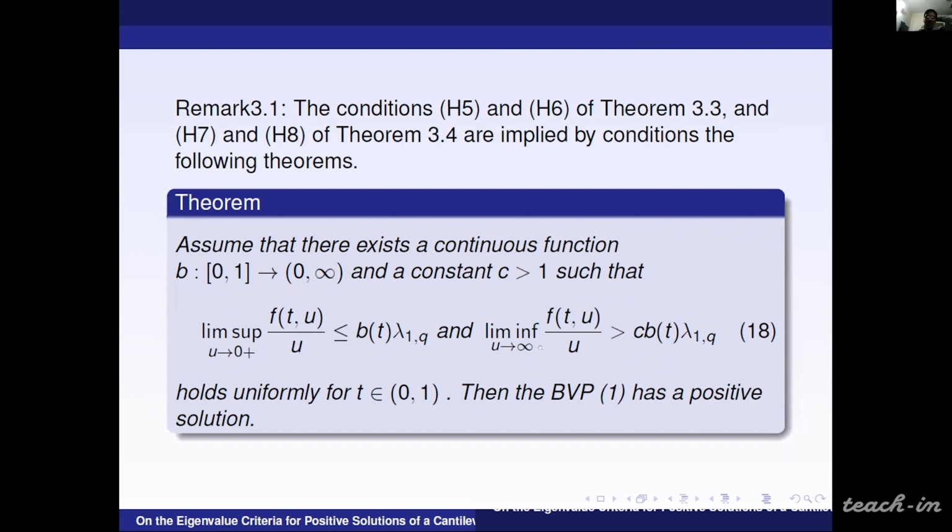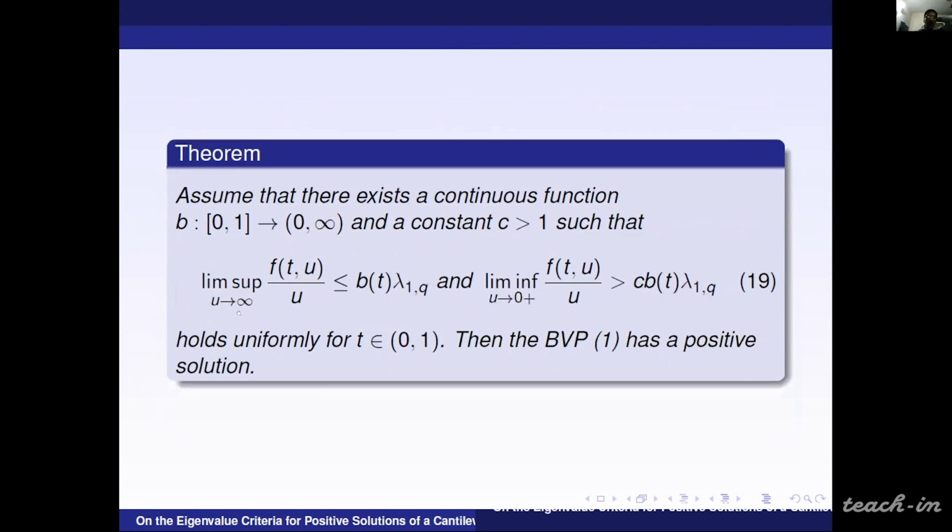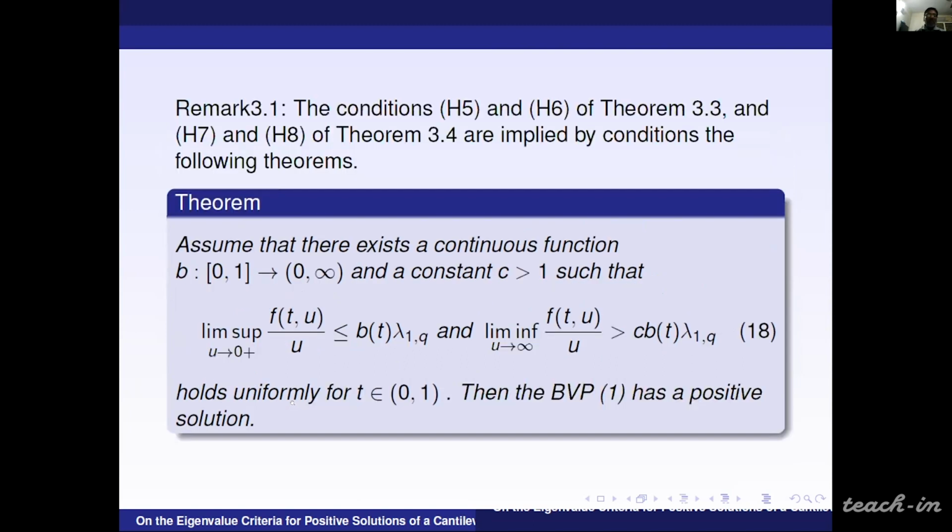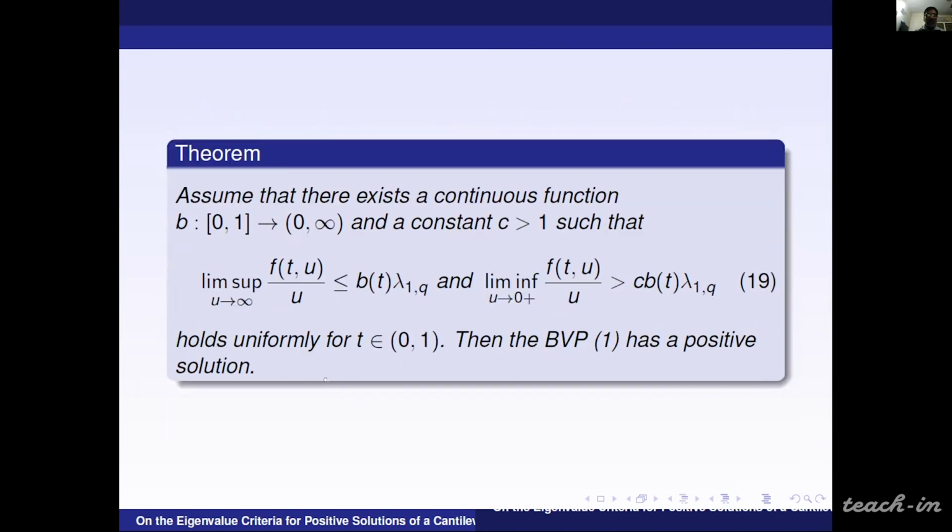and limit infimum as u goes to infinity of f(t,u) by u is greater than or equal to this quantity. Or if limit supremum as u goes to infinity of f(t,u) by u is bounded by this quantity, b(t) into this quantity, that holds uniformly. You can take this b(t) to the other side and take the limit infimum of this quantity. It holds uniformly for t in 0 to 1, then the boundary value problem has a positive solution. In fact, these last two theorems are quite easy to see. See in our eyes how the conditions look.